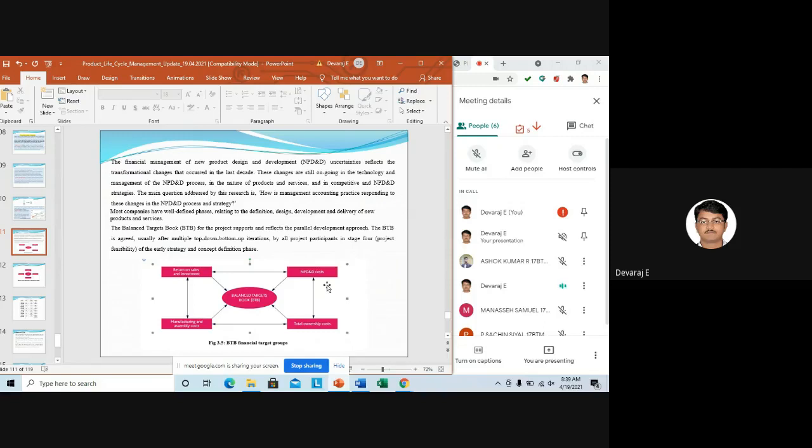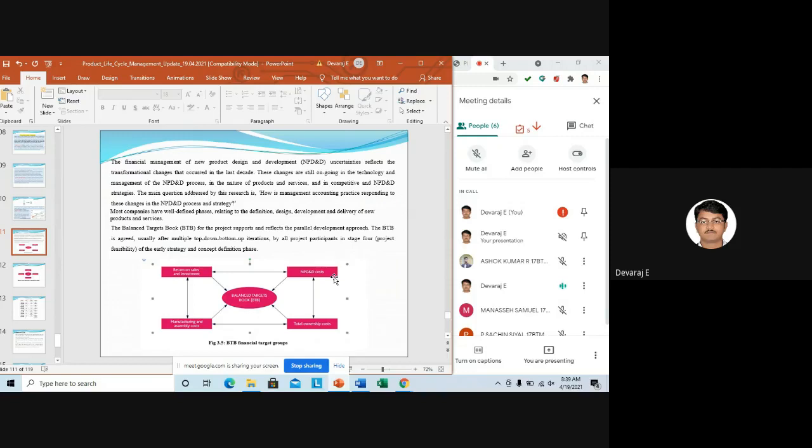For this analysis, how much cost is required? How much finance do we want to update the design as well as develop the product? This is the initial cost. Be careful, that is the NPD and D cost, the new product design and development cost.